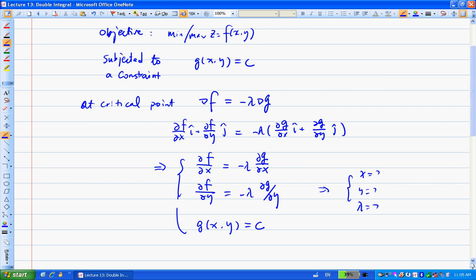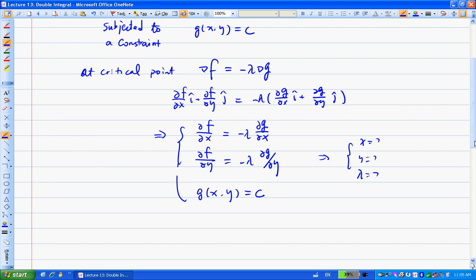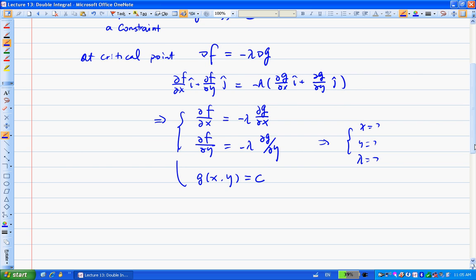Now, I did mention one thing about these three equations. You can solve these three equations, that's absolutely fine. Or the other way is particularly useful when you have a function of more than two variables, and also when you have more than one constraint. You might have a couple or even three constraints, or more.